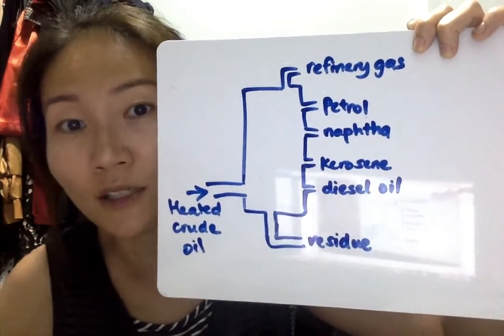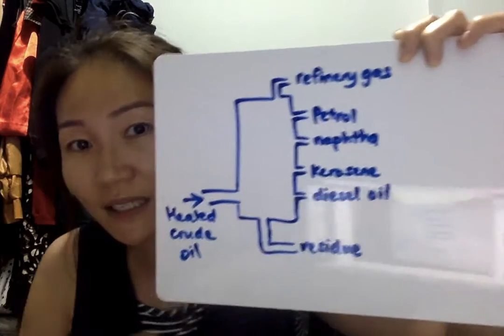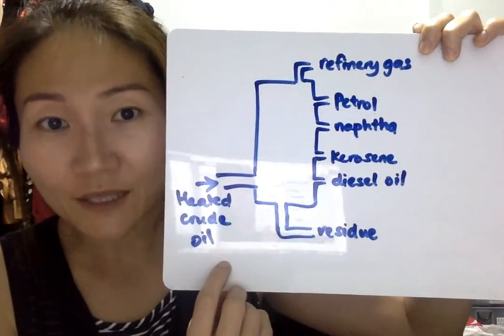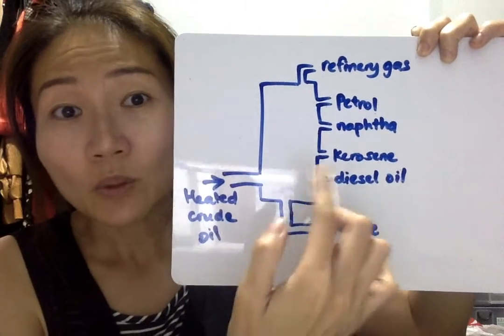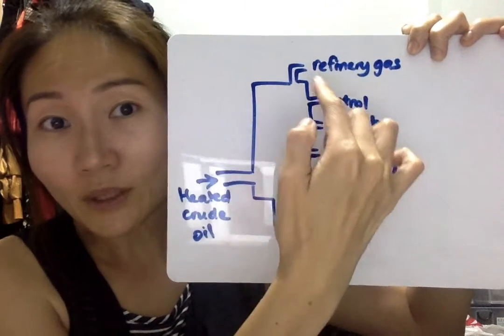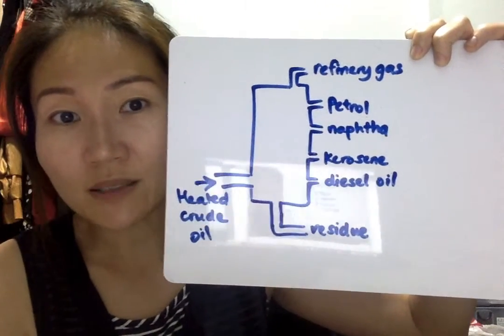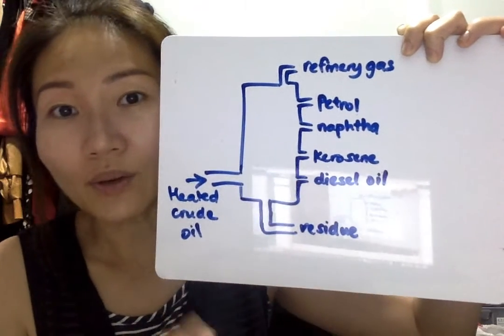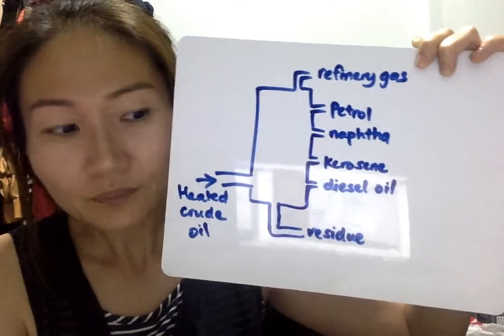tower or fractionating column. So like what I've said earlier on, the crude oil or petroleum has to be heated up first. The lighter fractions will vaporize and they go all the way up, while the heavier fractions remain as liquid or thick liquids at the bottom.